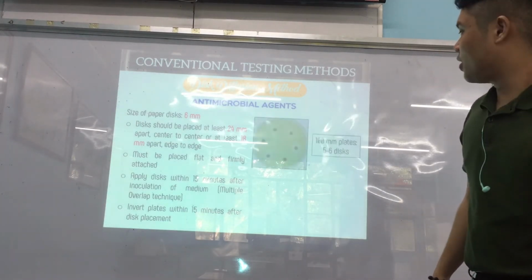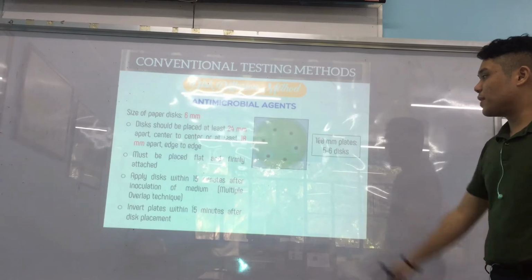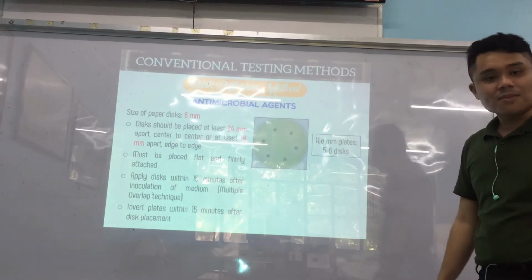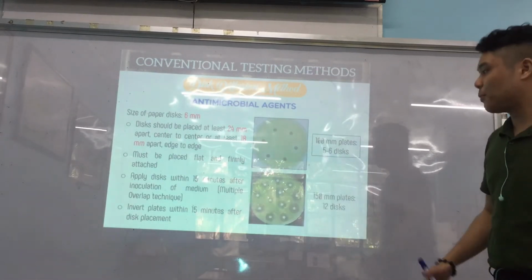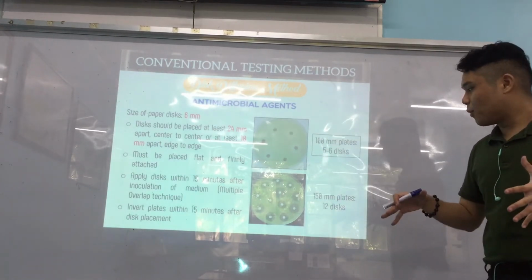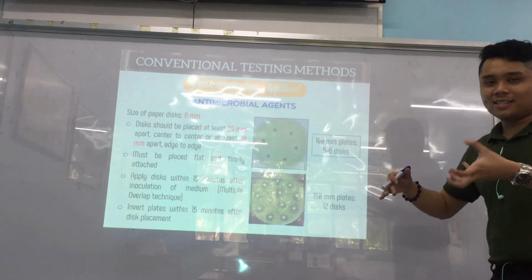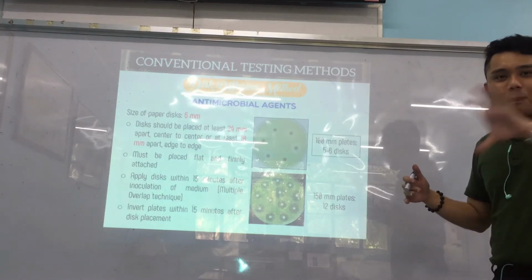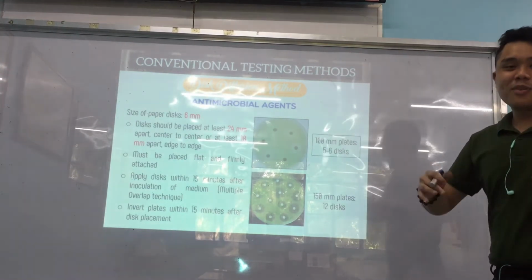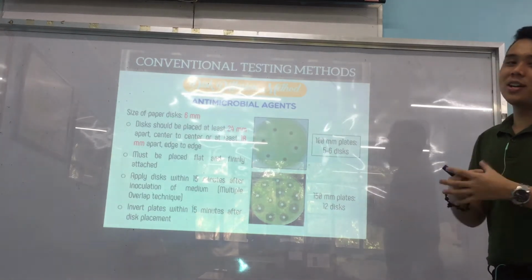Alright, so here's an example. If 100 millimeter plates, usually 5 to 6 discs only. And if 150 millimeter plate, it's really big, guys. We tried this 150 millimeter, and it's hard to hold in the hand. I think we didn't hold it by hand. I think we just opened it and worked near the flame, because it's really big and hard to hold.